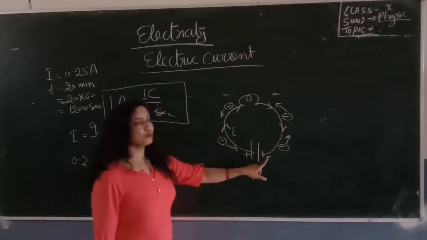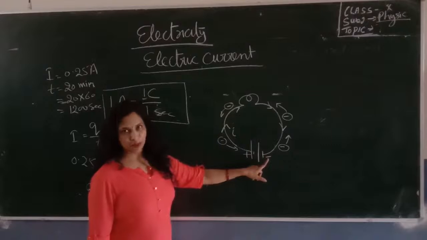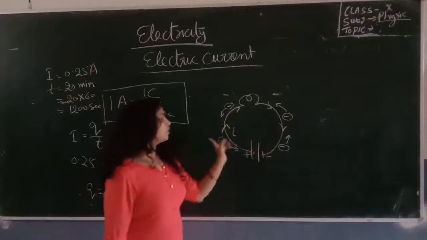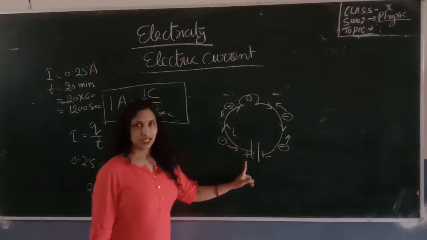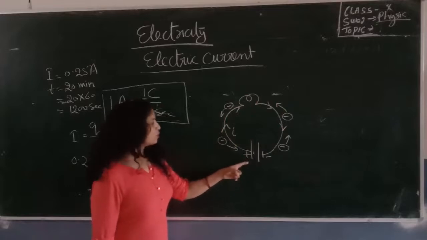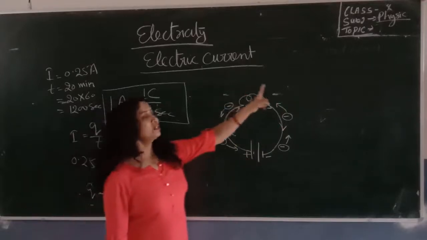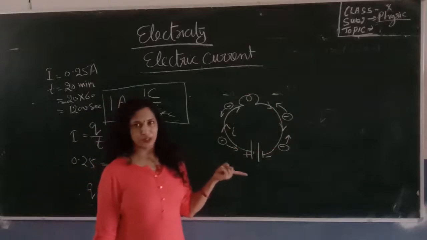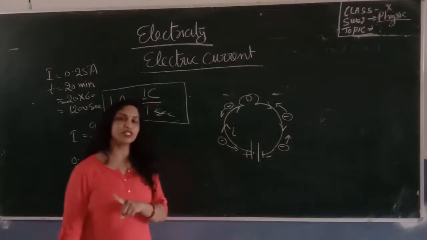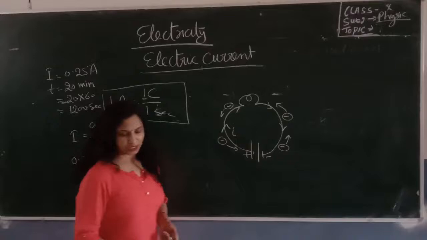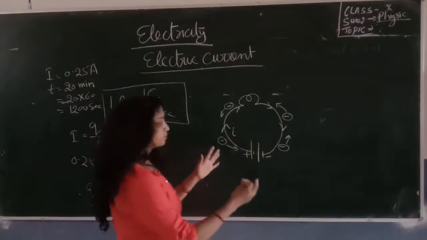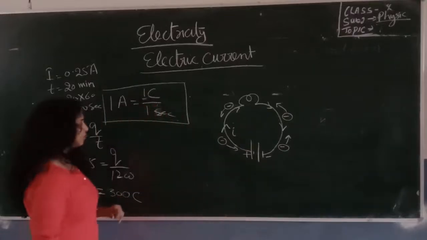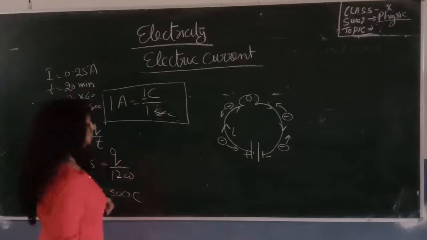Electrons always move from the negative terminal of the battery towards the positive terminal of the battery, but the current moves from the positive terminal of the battery towards the negative terminal of the battery. So actually the current is the flow of electrons, but the direction of current is opposite to the direction of flow of electrons. So this is the direction of current, which is opposite to the direction of electrons.